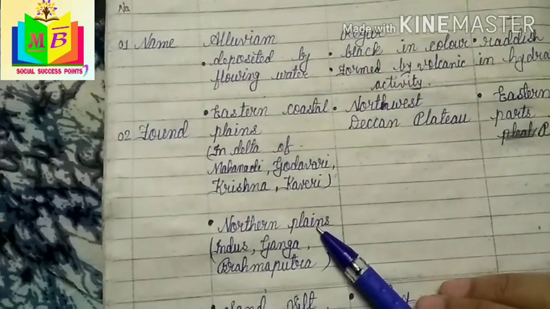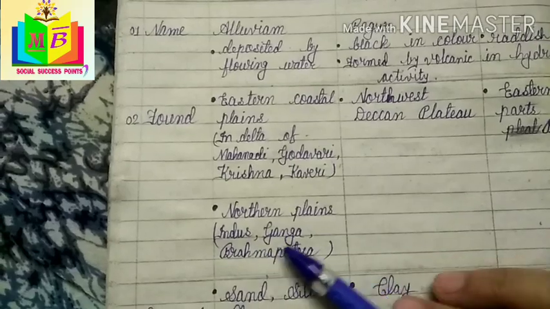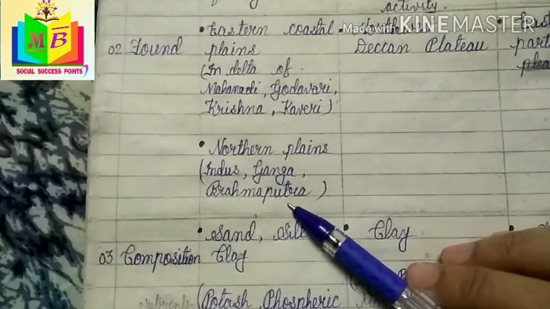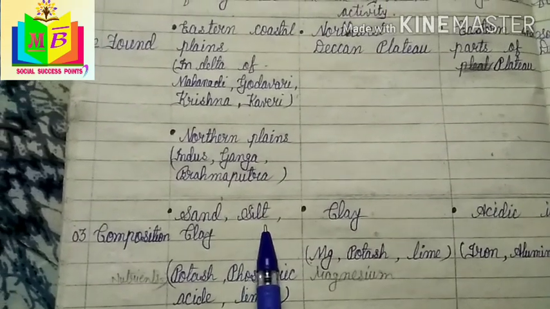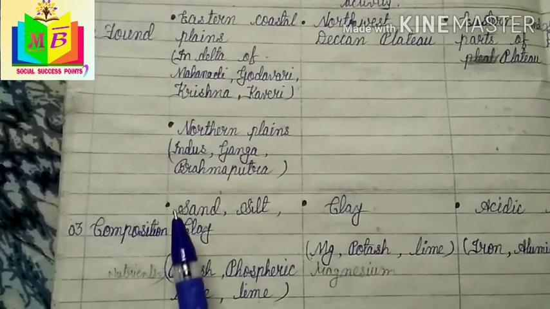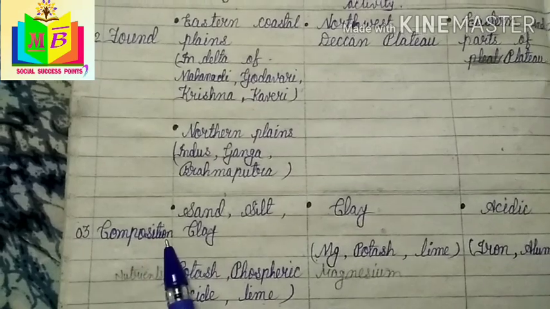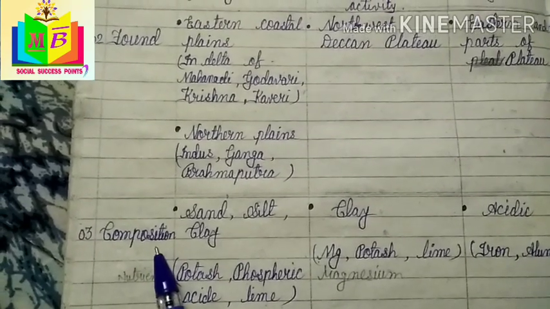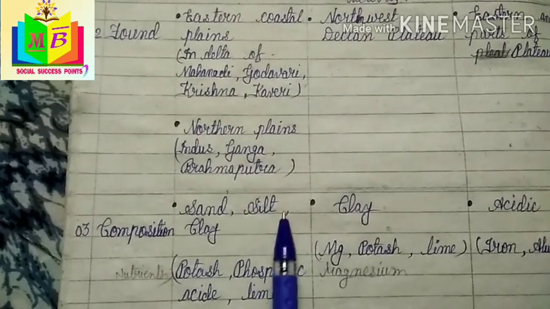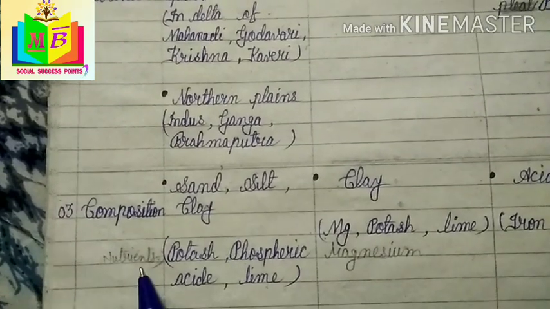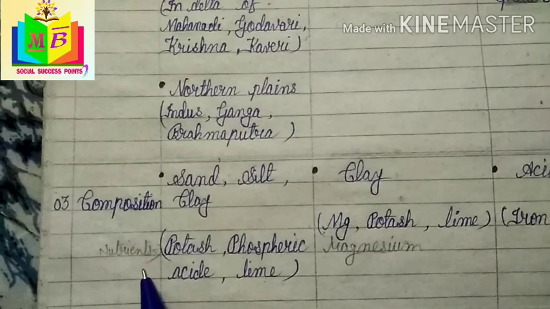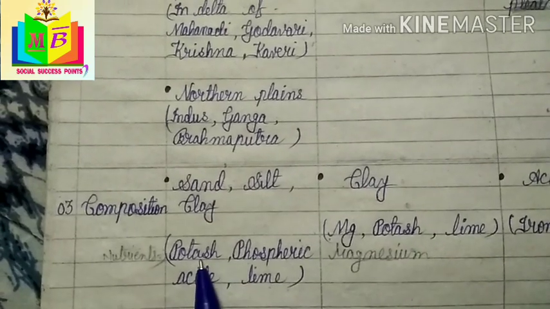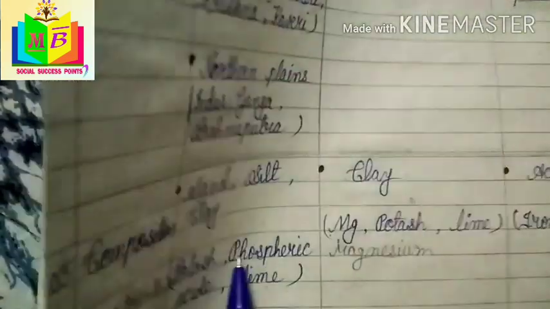And in the northern plain it is deposited by the Indus, Ganga and Brahmaputra rivers, and it is composed of sand, silt and clay. This is the third parameter, composition. Alluvial soil is composed of sand, silt and clay. And if we talk about nutrients, which kind of nutrients do we get in alluvial soil? Potash, phosphoric acid and lime.